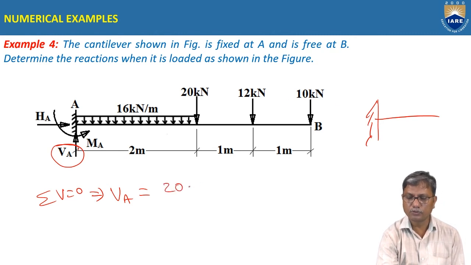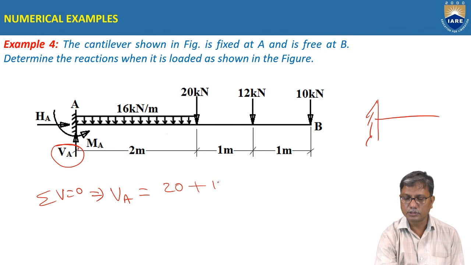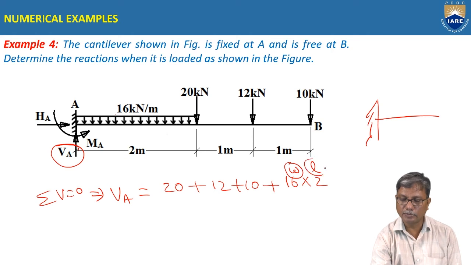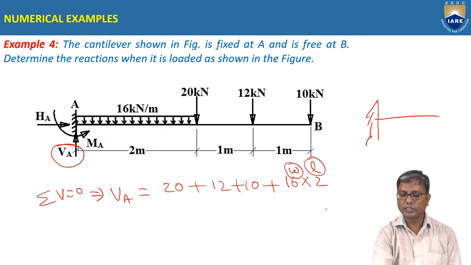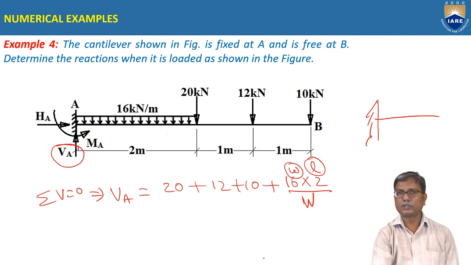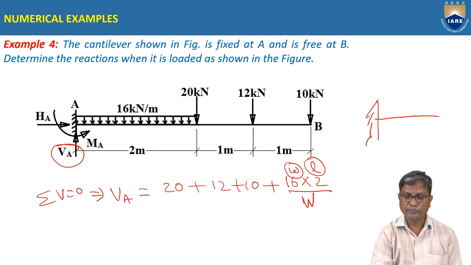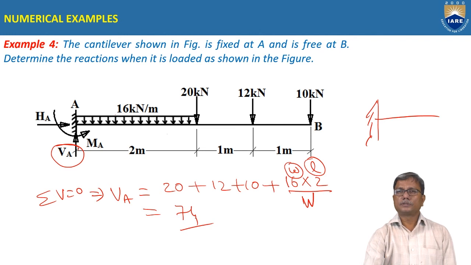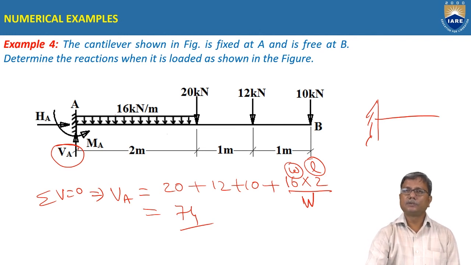So we have 3 point loads, 20 plus 12 plus 10, plus the total UDL, 16 into 2, W into L, intensity multiplied by length. So this is capital W, the total UDL. So what is the reaction now? 20 plus 42 plus 32. That is 74 kilonewtons. So that is the vertical reaction.